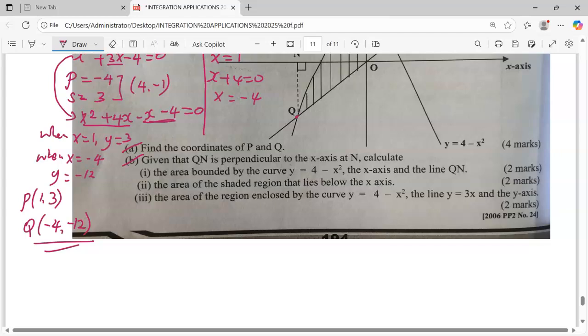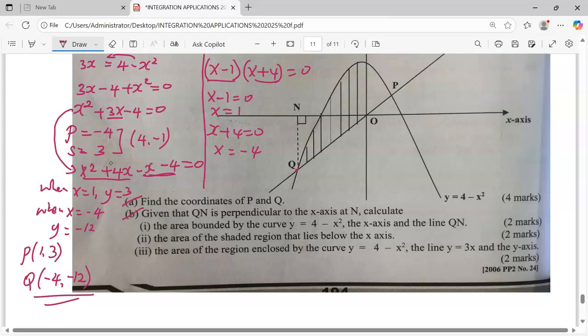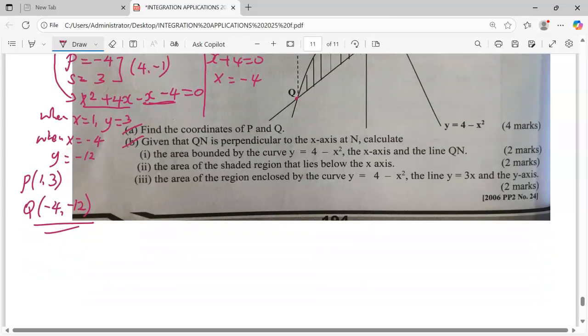We move to B, and in part B, given that Qn is perpendicular to the x-axis at n, you can see this is a perpendicular line, Qn, and it is touching the x-axis at 90 degrees. So we are supposed to find Roman 1, that is B, Roman 1, we are supposed to find the area bounded by the curve y is equal to 4 minus x squared, the x-axis, and the line Qn.